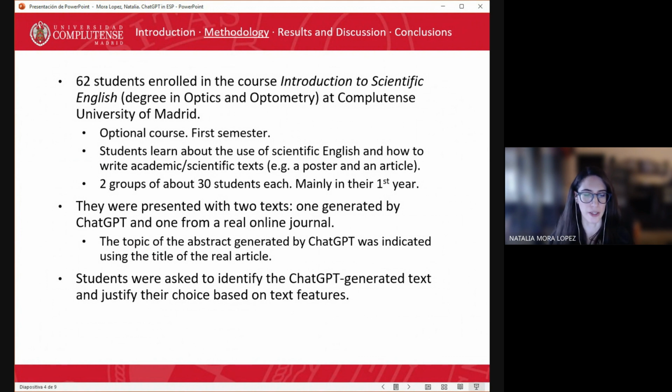Of about 150 words. Okay, and actually it was like 120 because we know that one of the things that ChatGPT doesn't do is cover the exact number of words that you say. So usually it writes fewer words. So students were asked to identify the ChatGPT generated text and justify the choice based on text features specifically.